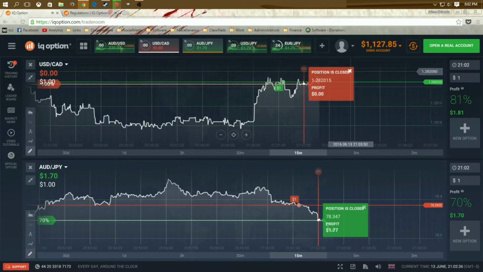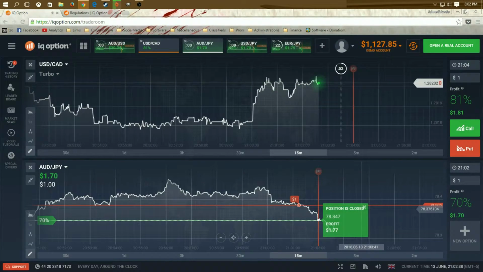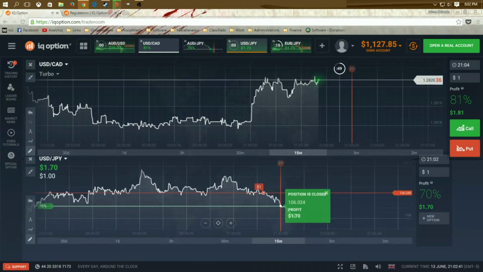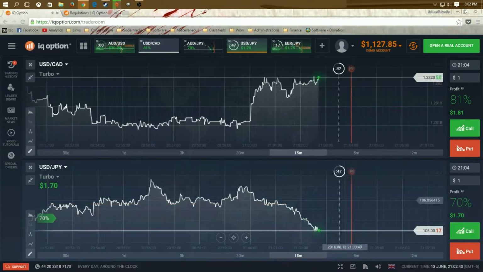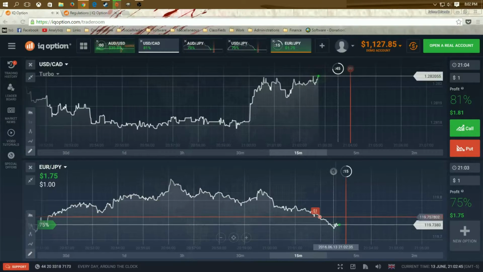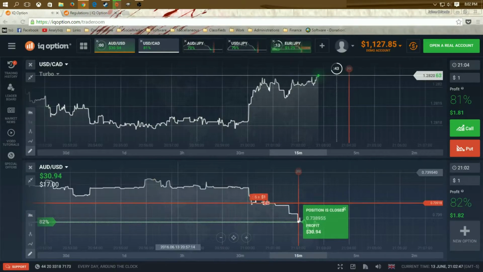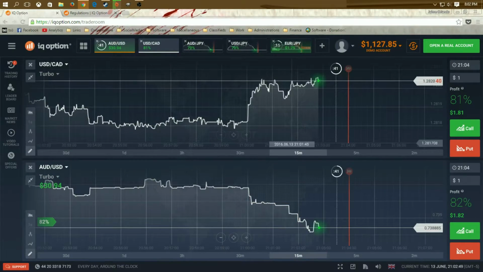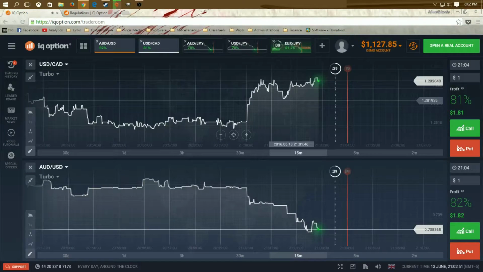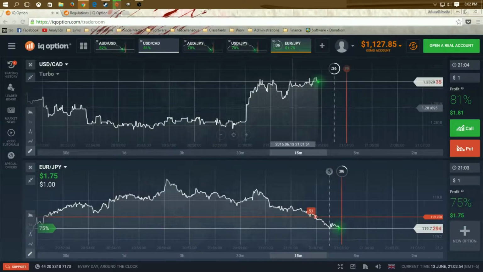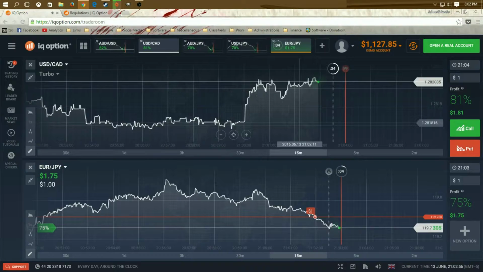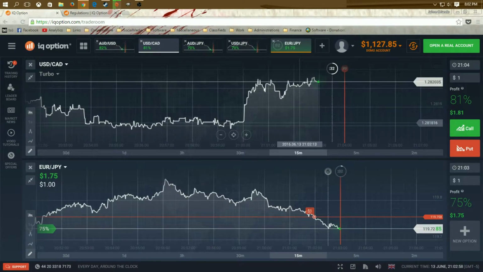So again, $0 here is a $1 loss. And this one actually made us money. So still $26 loss that we're looking at. In total, looks like this is definitely in the money.